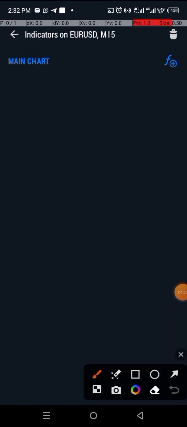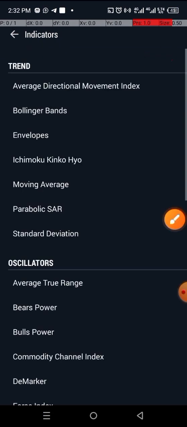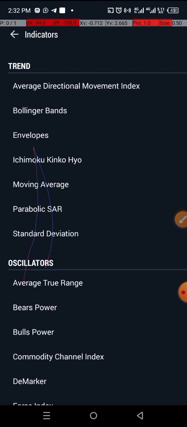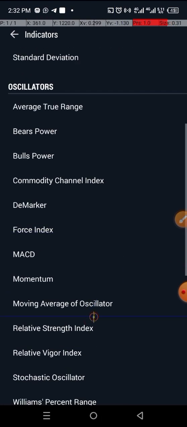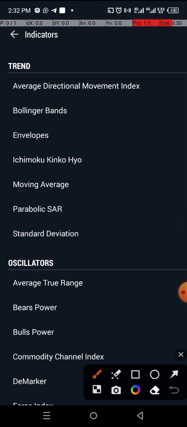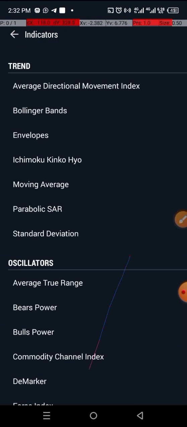Here we are. When I come here, like the main chart and this F plus, I just click on that F plus. Notice that when I click on F plus, this is the next window it brings me to. In this window, there are many types of indicators. As you can see, the indicators are classified under trend indicators, oscillators, volumes, Bill Williams, and so on. But guys, they still almost function the same. That is why I may not go on explaining what they are all about.